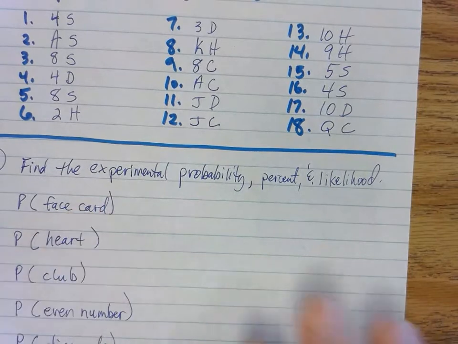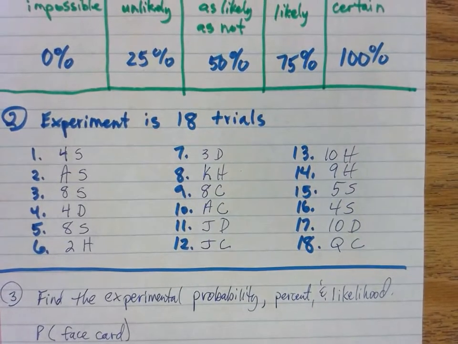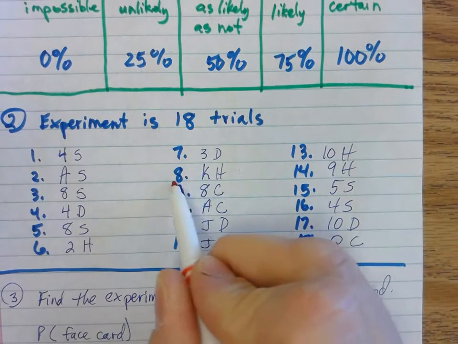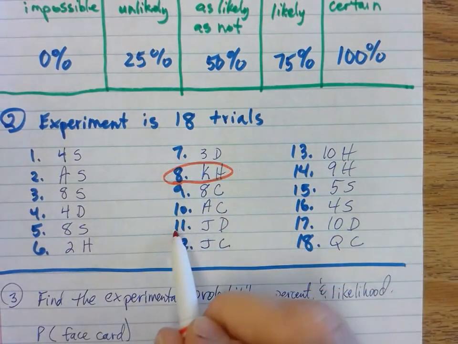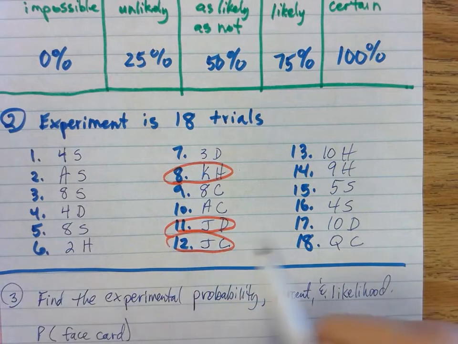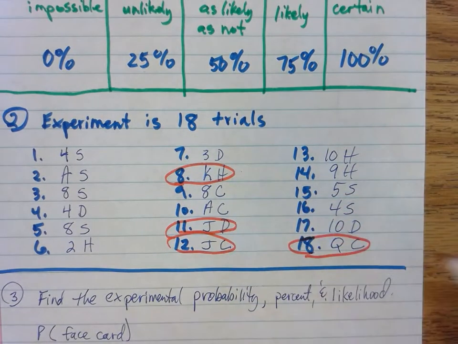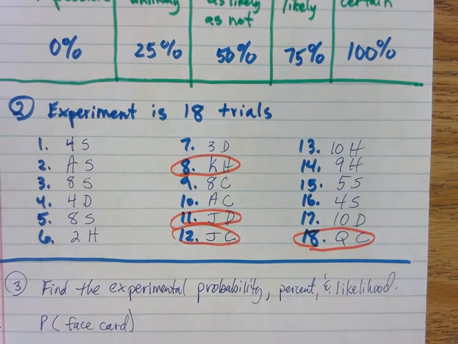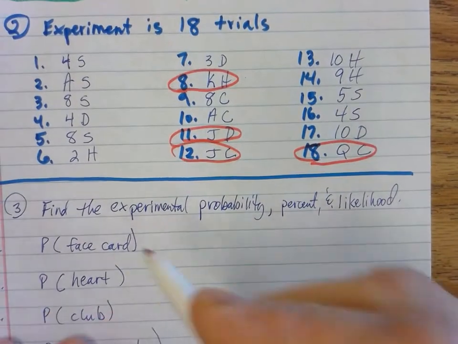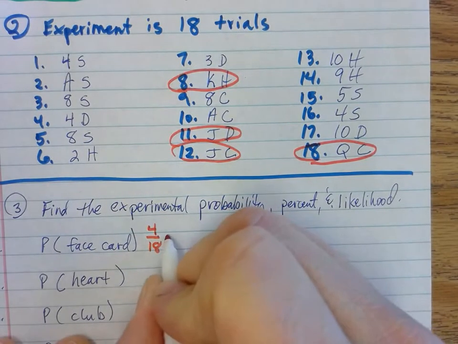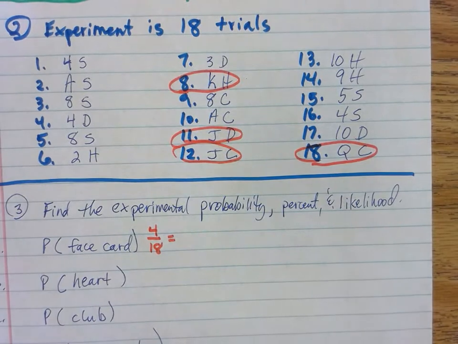If I go back up here and look at the face cards I drew out in my trials, I got a King of Hearts, a Jack of Diamonds, a Jack of Clubs, and a Queen of Clubs. So I got 1, 2, 3, 4. Now that's 4 out of how many? And you better not tell me 52. That's 4 out of 18, because we did 18 trials.